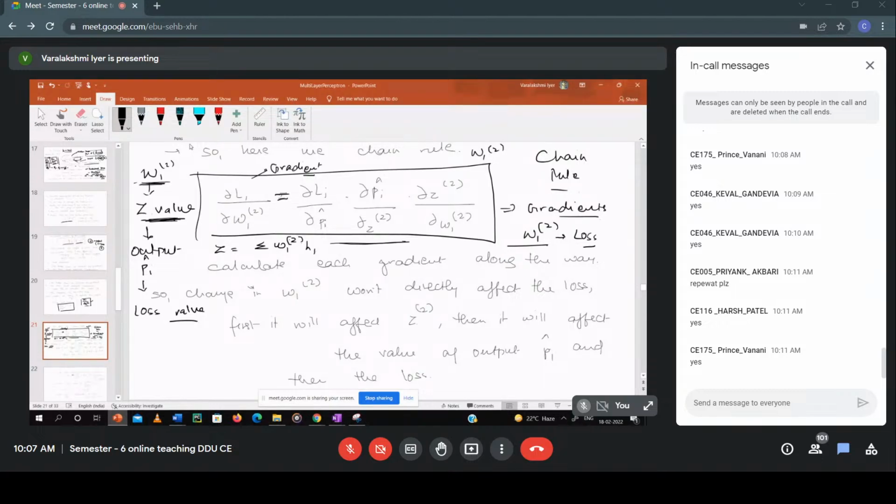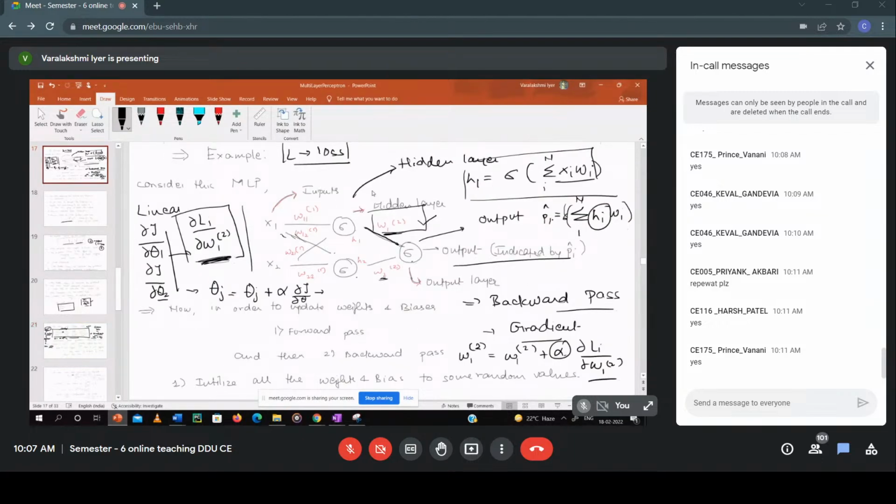What is happening is, if we are trying to update this W12, the weight associated with this connection, it won't directly impact the loss. First, it will impact the Z value, which is associated with this particular connection. Z value means what? The weighted sum. The weighted sum is W12 into H1. That is the Z value that we will have.